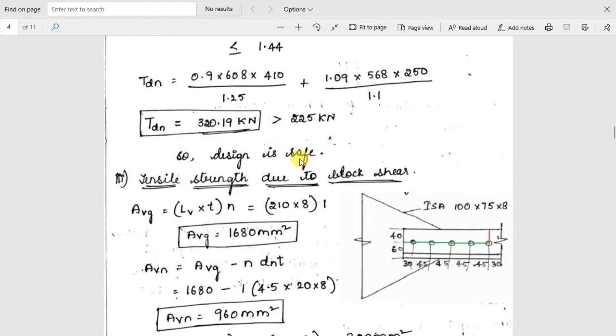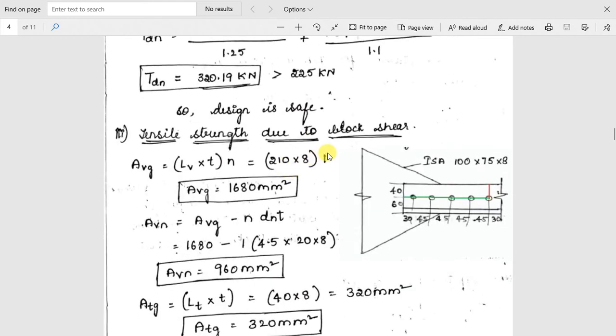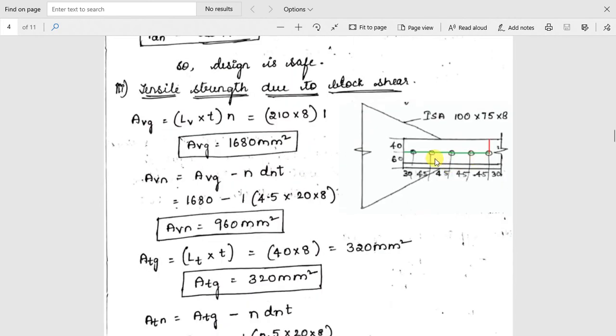The last check which is left out is block shear. If you take this angle with a single row of bolts, this is how it fails. So this particular portion will be separated as a block. So one shear plane and one tension plane. So here I have to calculate AVG, AVN, ATG and ATN.